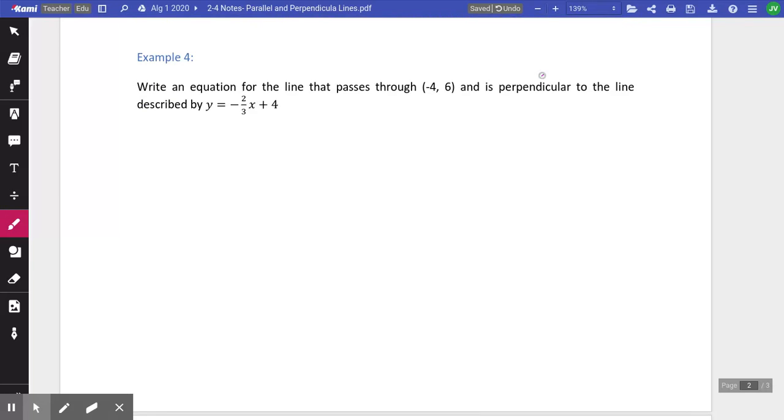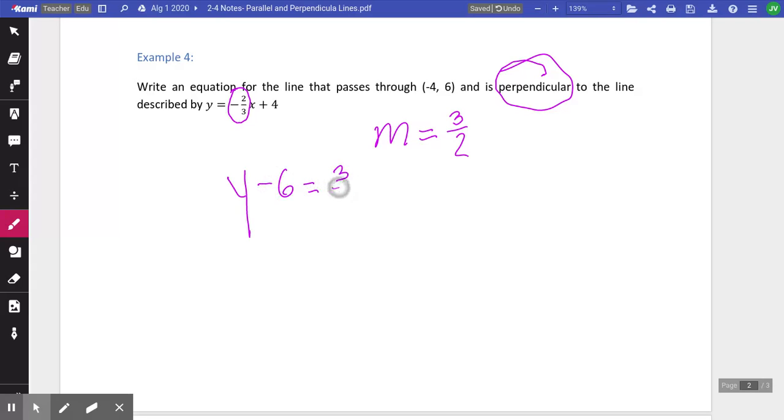Again, I have a point, and it's telling me that those two lines are perpendicular, and one of the lines I know the equation of already. So looking at the slope here, negative 2/3, the perpendicular line to that will have a slope of positive 3/2. I will start with y minus 6 equals 3/2 times x minus negative 4, or simply x plus 4.